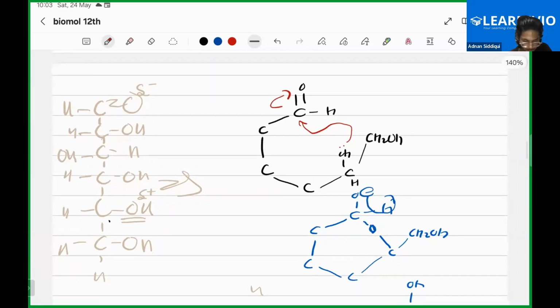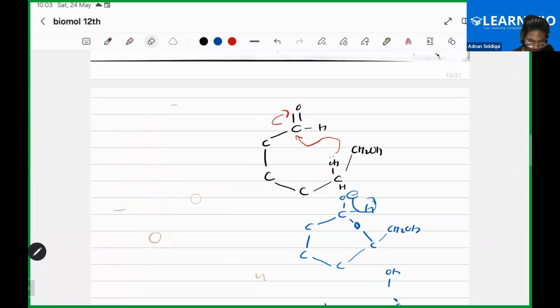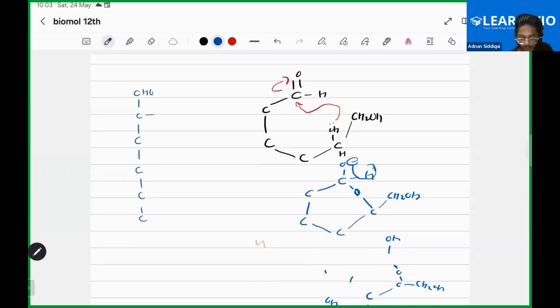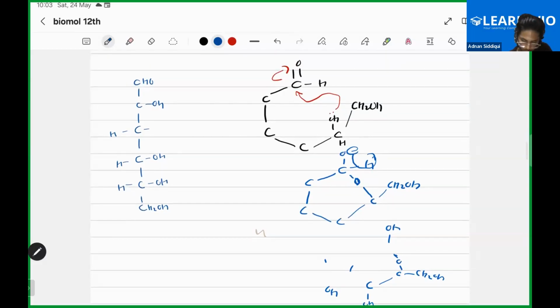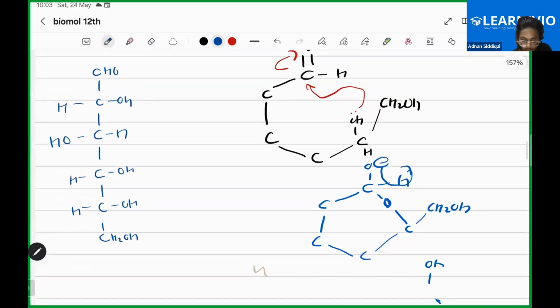See, we have a glucose structure. It looks like this. At the top we have CHO, then OH, H, OH, OH, and then this. Is this correct or not? Yes, sir. Okay.